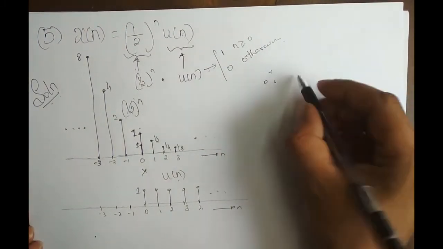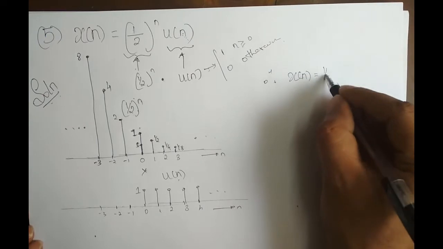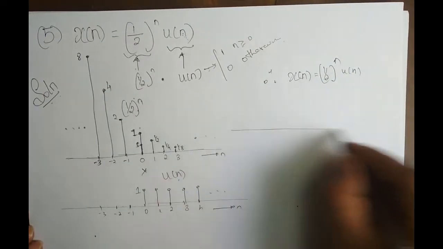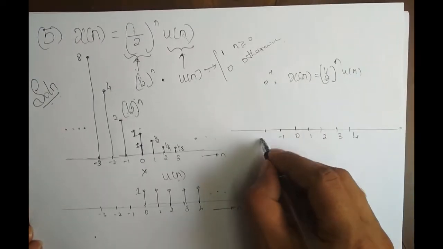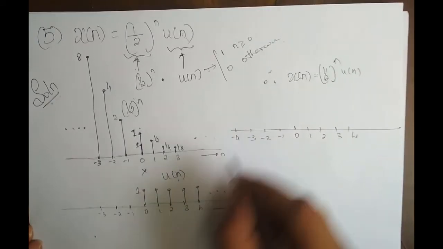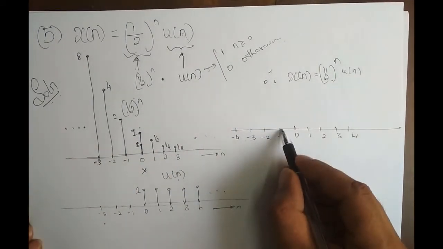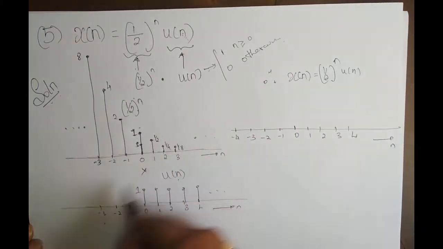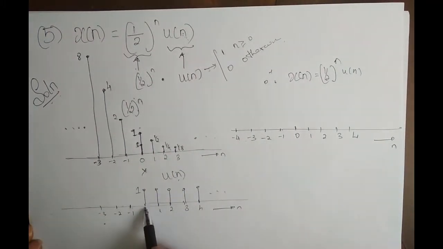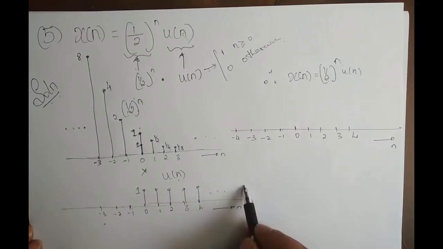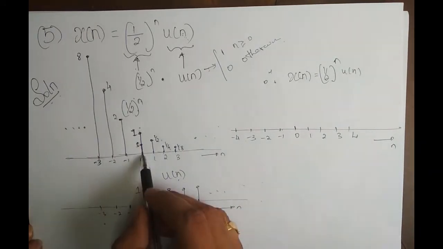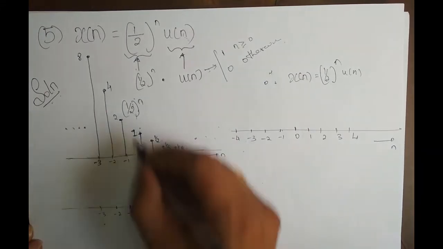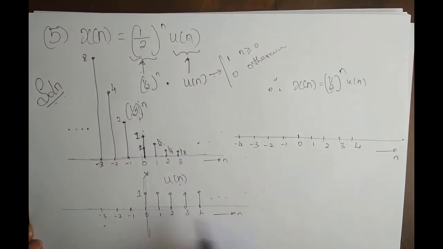Therefore the sketch of our signal x of n, which is equal to 1 by 2 power n u of n, is: 0, 1, 2, 3, 4, and minus 1, minus 2, minus 3, minus 4. 0 multiplied by any signal gives 0, for n varying from minus infinity to minus 1. But starting from 0, I have 1 everywhere. So 1 multiplied by this signal gives this signal itself, for n varying from 0 to infinity. So what do I get?